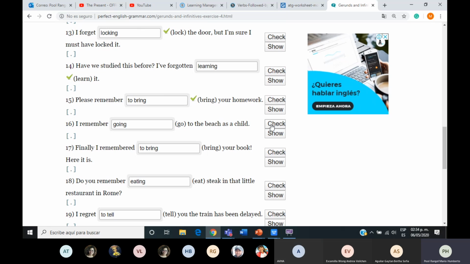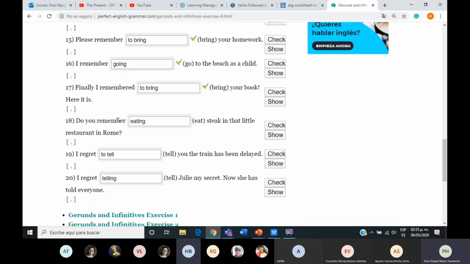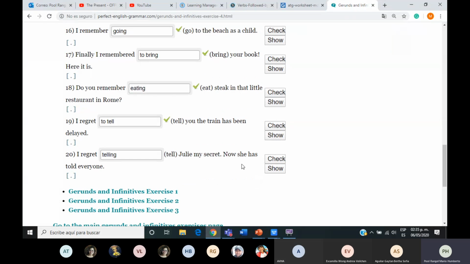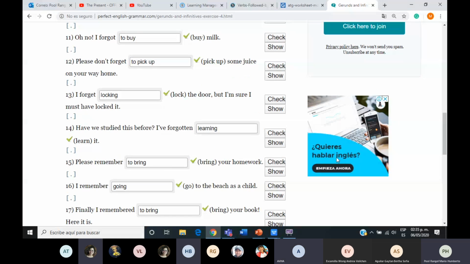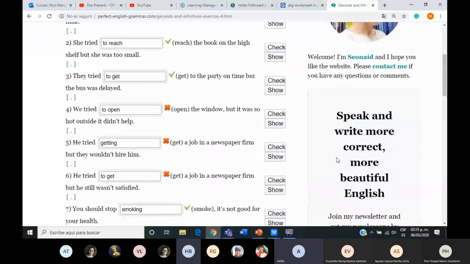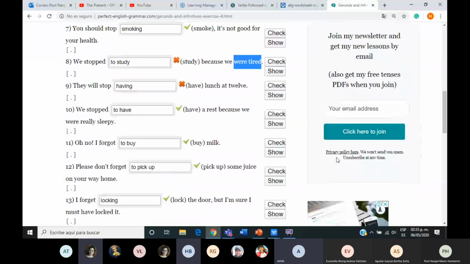I remember going to the beach. También está bien. Finally, I remember to bring your book. Debe estar bien. Do you remember eating steak? Sí, también está bien. I regret to tell you. Correct. Y I regret telling Julie my secret. That's correct. Ahí está. Muy bien. Very good. You have it. Nada más fueron estos ahí. Algunos errorcillos. No pasa nada, hay que seguir practicando.